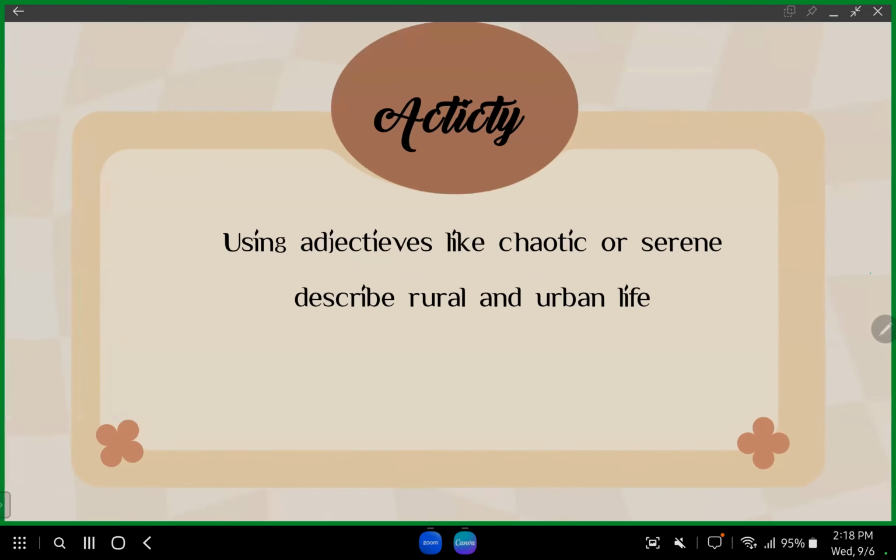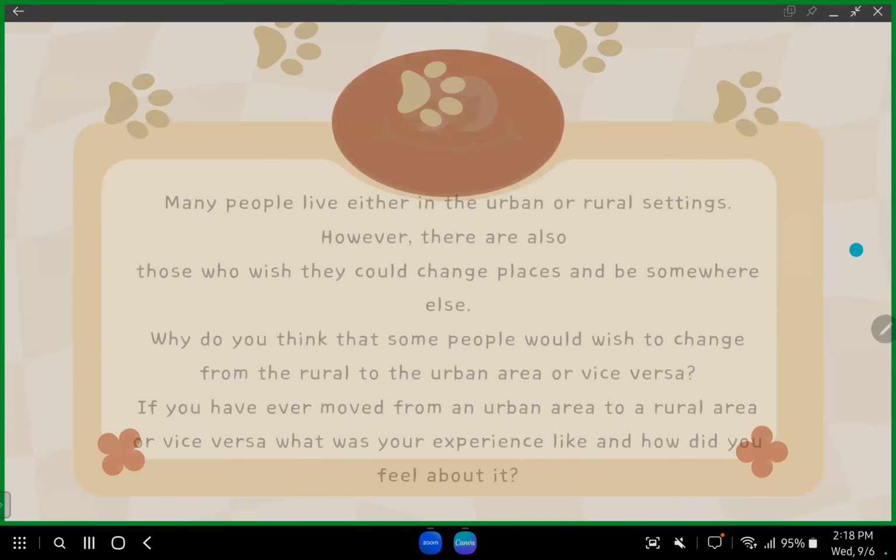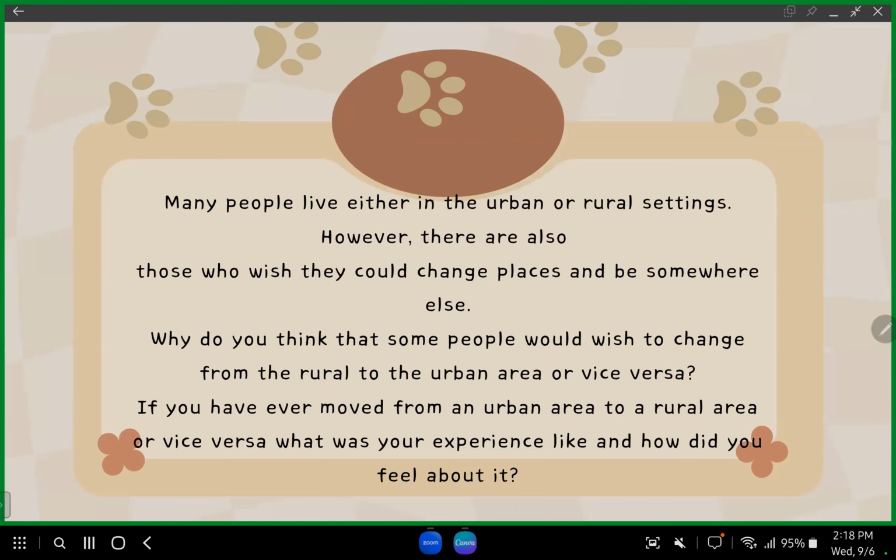Then we also talked about adjectives like chaotic or serene and how we can use them in our sentence construction. Then we also had a discussion and we asked how many of you have ever moved from an urban area to a rural area or vice versa, and how did you feel about it and what your experience was like.